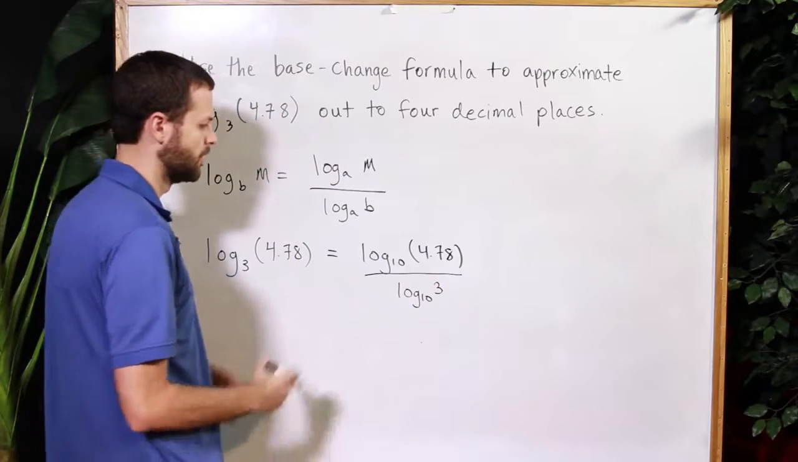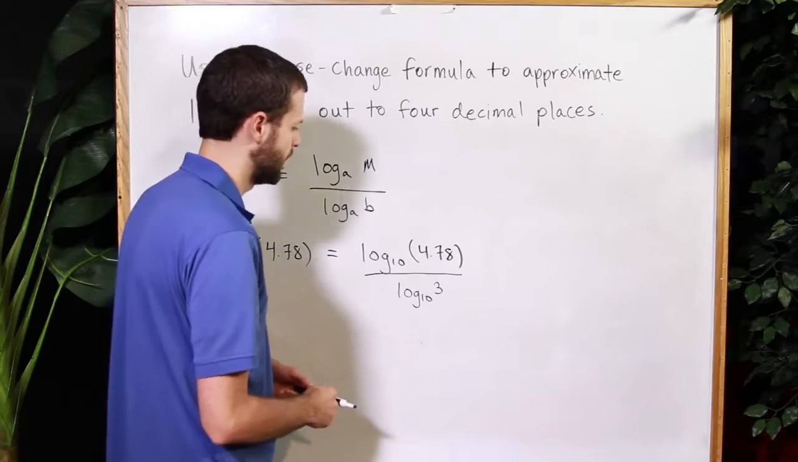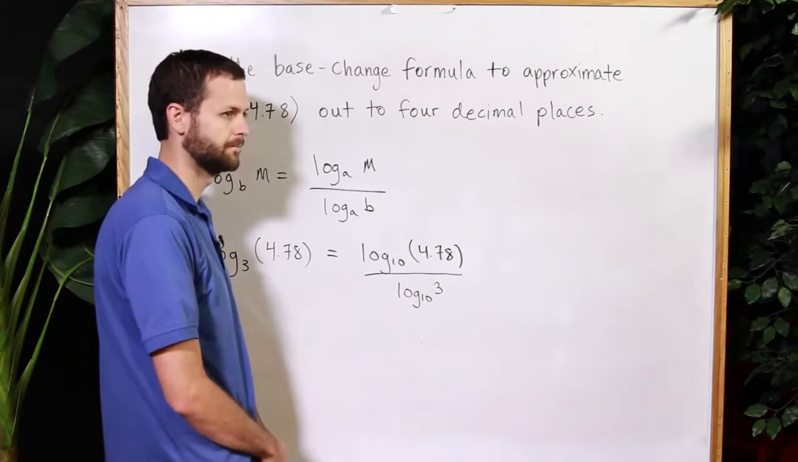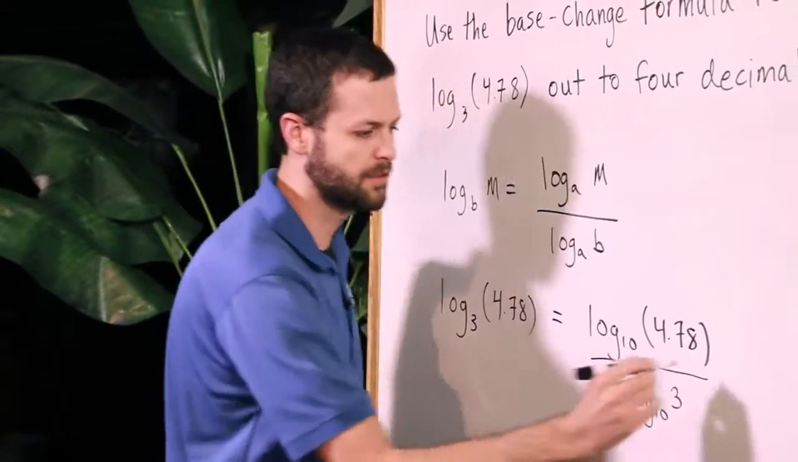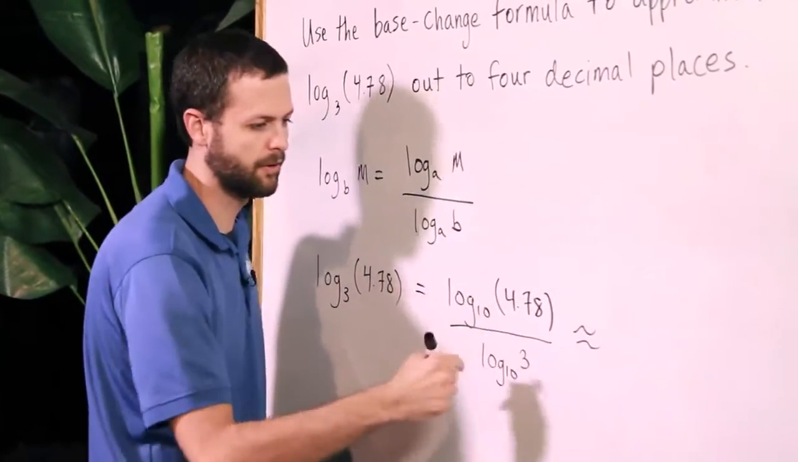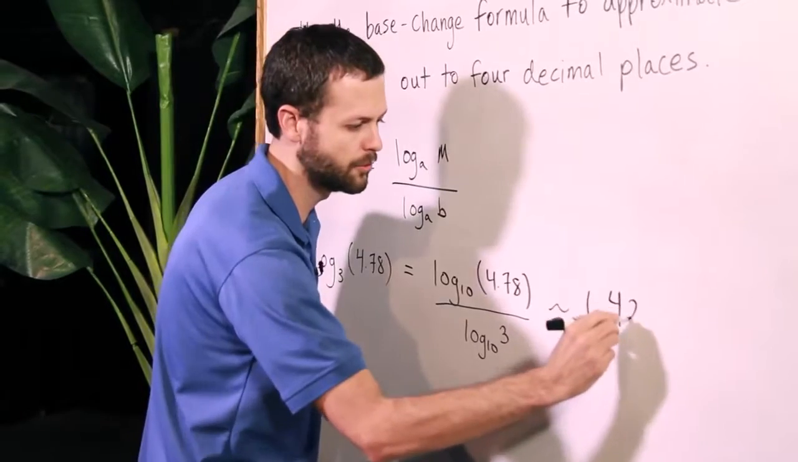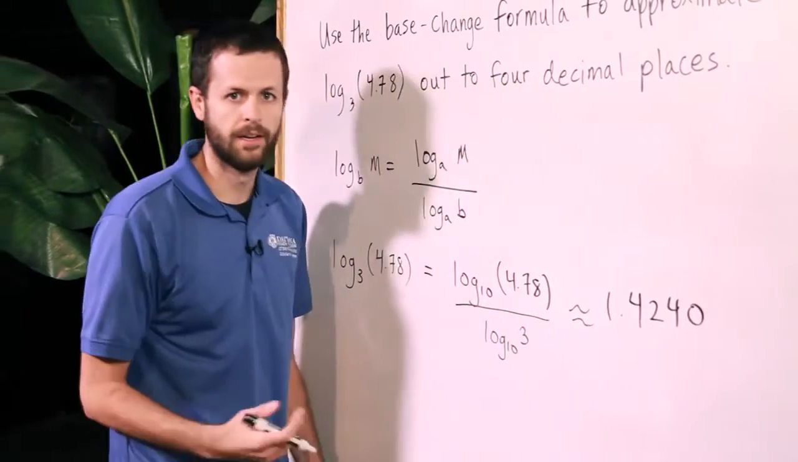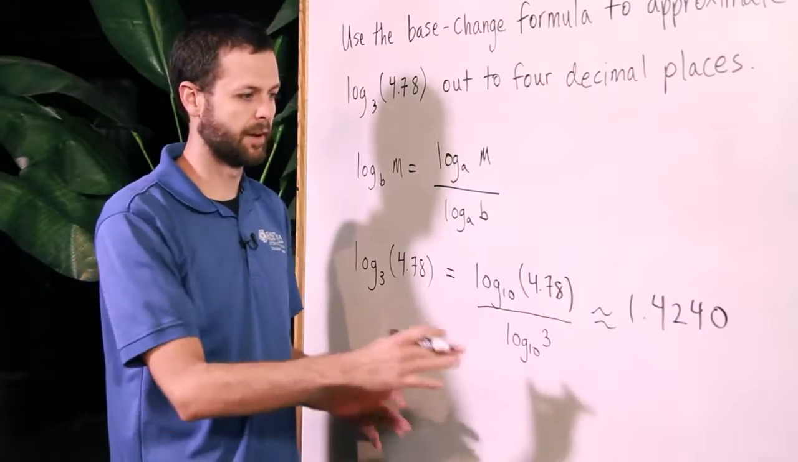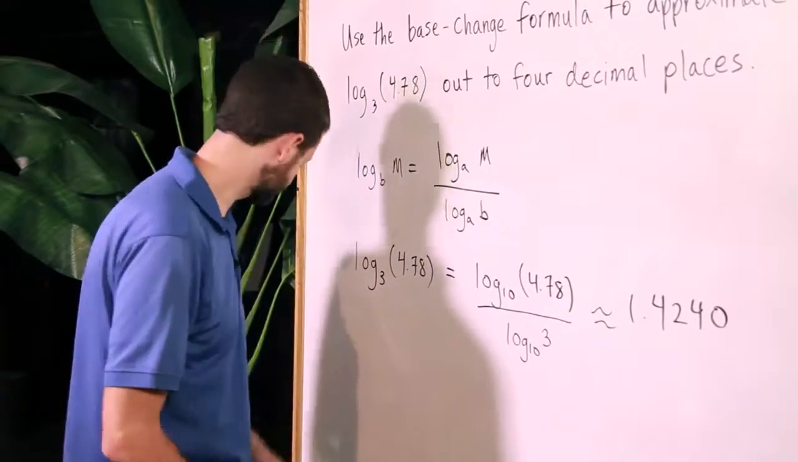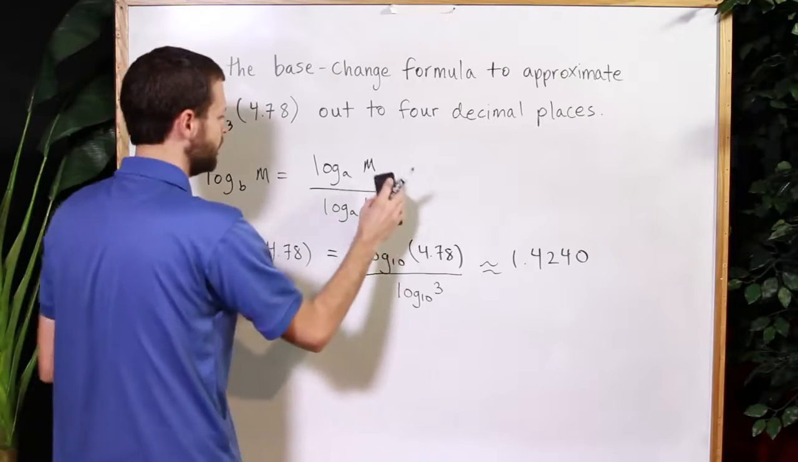Okay, so I'm going to make a quick calculation and approximate this. When we approximate this out to 4 decimal places, we get that this expression is about equal to 1.4240. Now let's do the same thing with log base e, or natural logarithm, and see what we come up with and compare it to this answer.